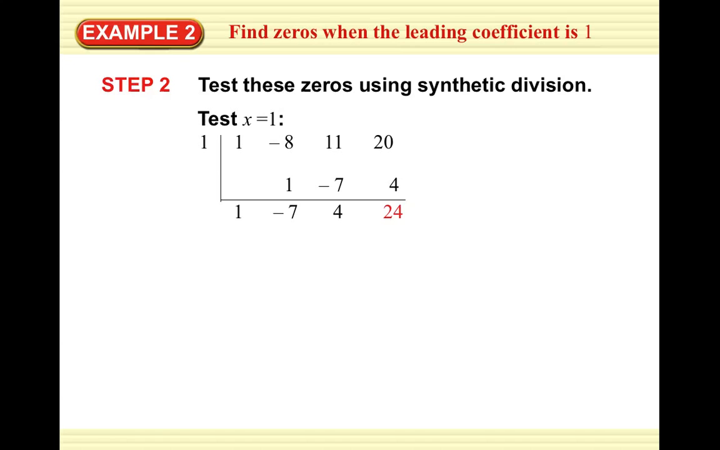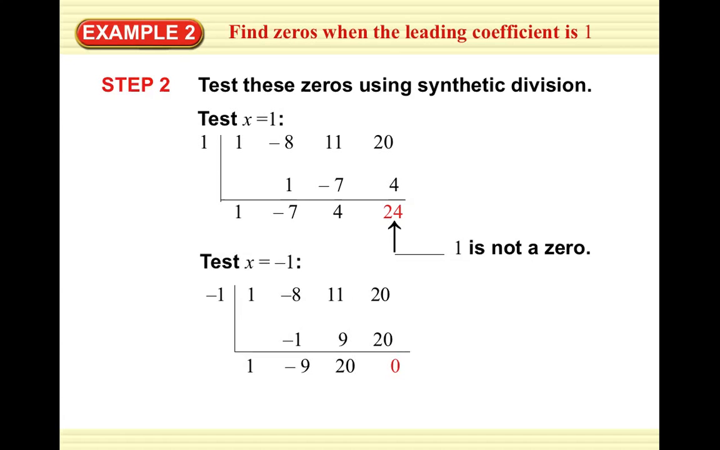All right, I always like to start off with the positive numbers and start with the smallest one. So test positive 1. Plug it in. We want to see if our remainder is 0. Since it's not, that means x equaling 1 is not a solution. Not a 0. So try negative 1. We plug in negative 1, work through the synthetic division, and look, our remainder is 0. That means negative 1 is a solution.